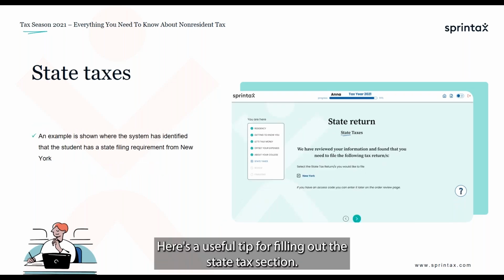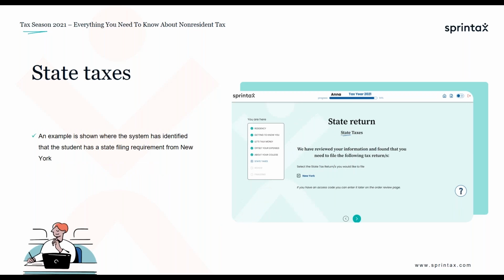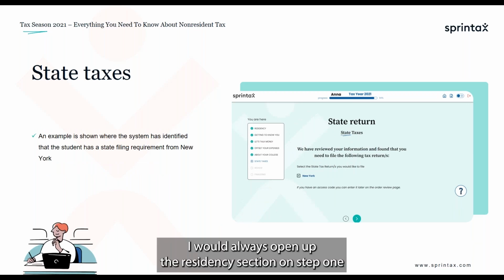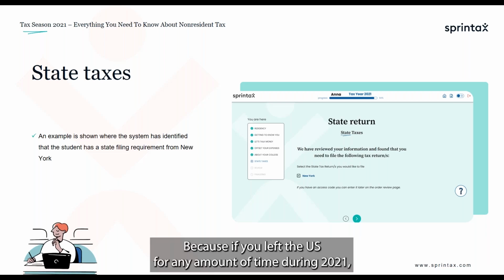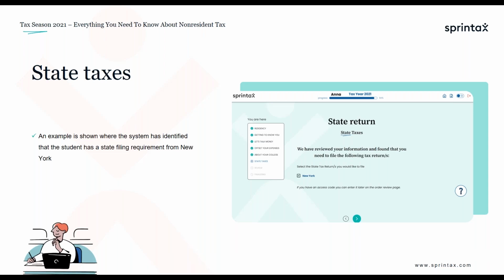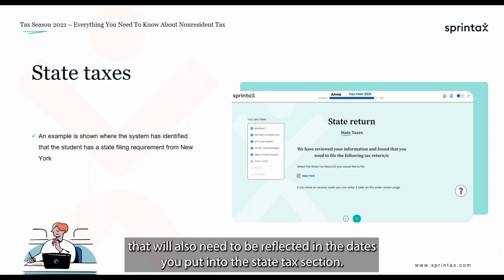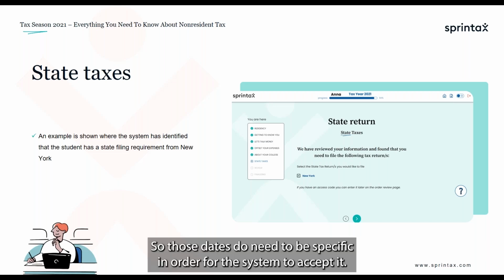Here's a useful tip for filling out the state tax section. I would always open up the residency section on step 1 while you are completing the dates for the state tax section. Because if you left the US for any amount of time during 2021, that will also need to be reflected in the dates you put into the state tax section. So those dates do need to be specific in order for the system to accept it.